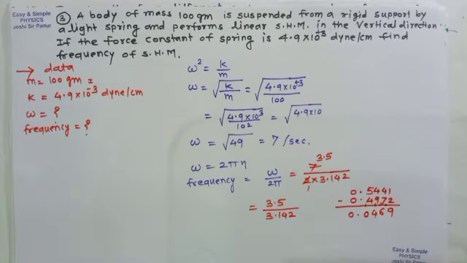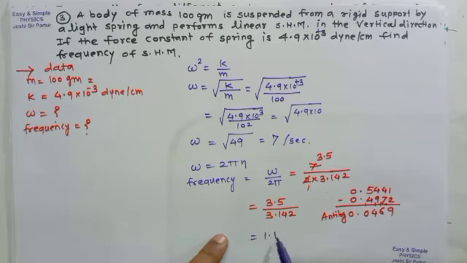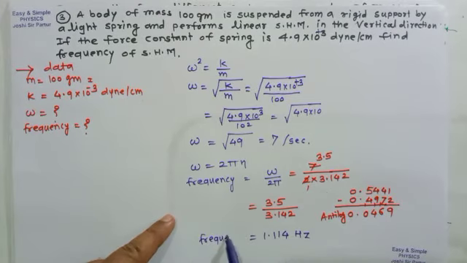So if we take the antilog of 0.046, we get 1112, and for the 9, 2 will be there. So the answer will be 1.114 Hertz. So the frequency of SHM for the given example will be 1.114 Hertz. That is the answer for the given example.